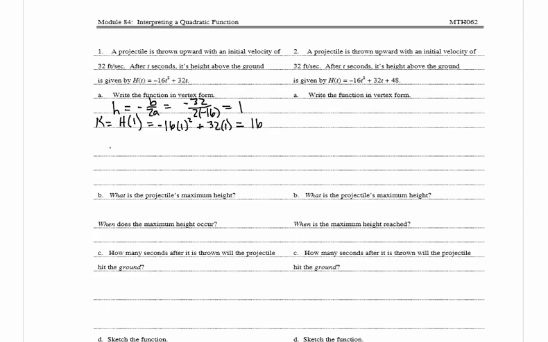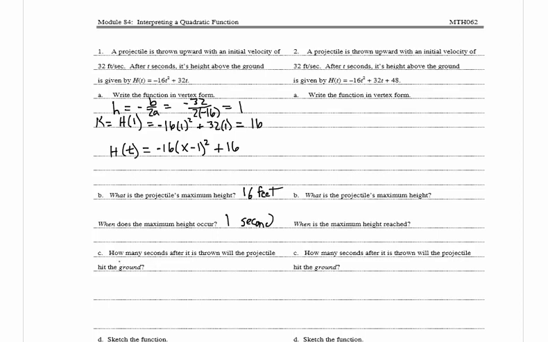And in vertex form, we're going to have h of t is equal to negative 16 times t minus 1 squared plus 16. And in B, they want to know what is the projectile's maximum height. And the maximum height is the y-coordinate of the vertex, which was 16, so we can say 16 feet. And then they ask, when does the maximum height occur? And when the maximum height occurs is the x-coordinate of the vertex, which was 1, so 1 second.